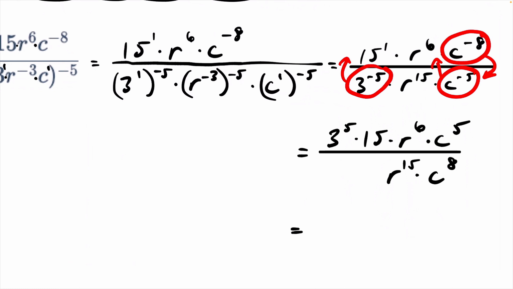Simplify. The R's are on different levels. Different levels means subtract. If I subtract 6 and 15, I get 9, right? Where are the leftovers going to be? Where are the extra parts going to be? On the bottom, right? 6 doesn't have enough, and 15 has the rest. So that means R9 is going to be on the bottom.